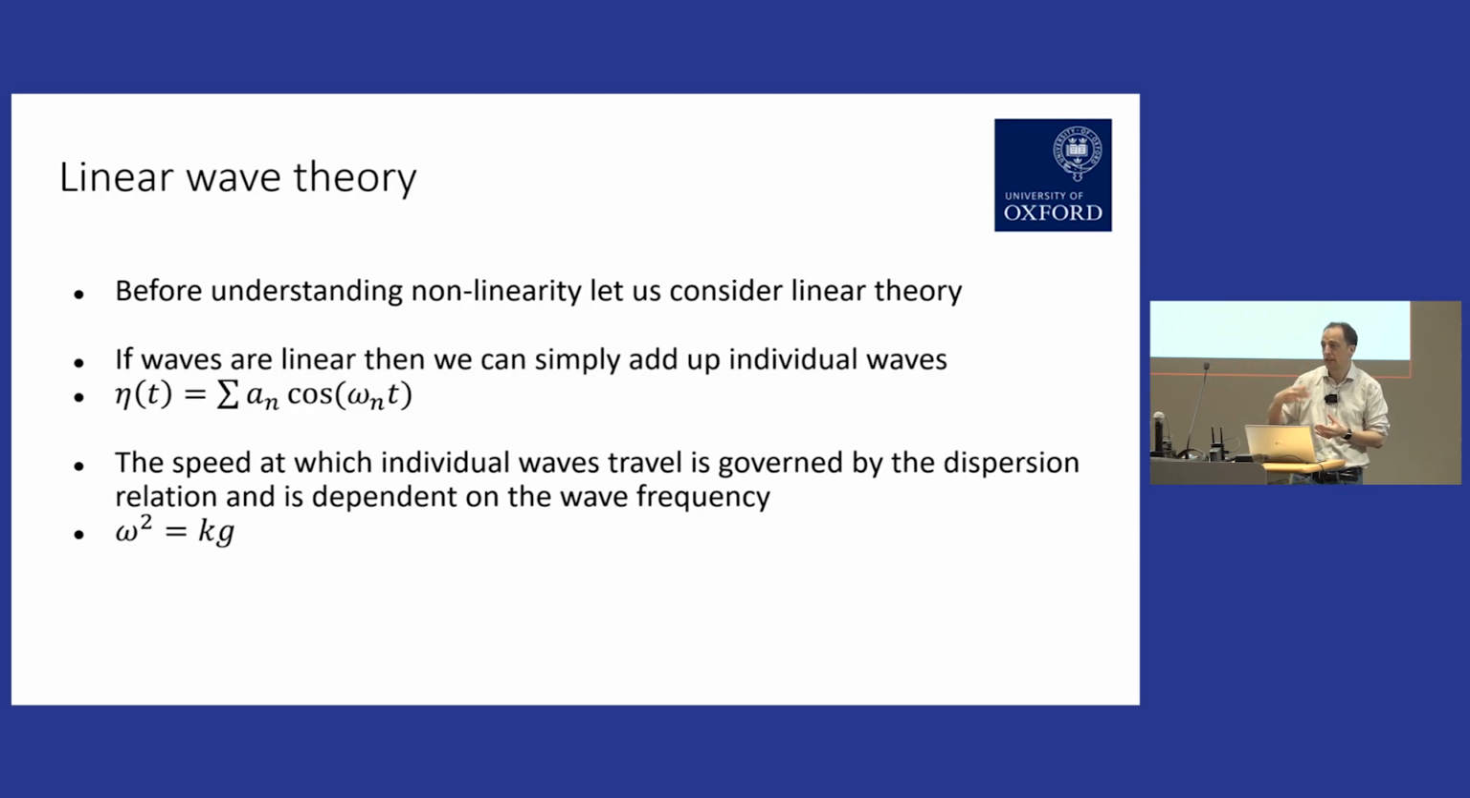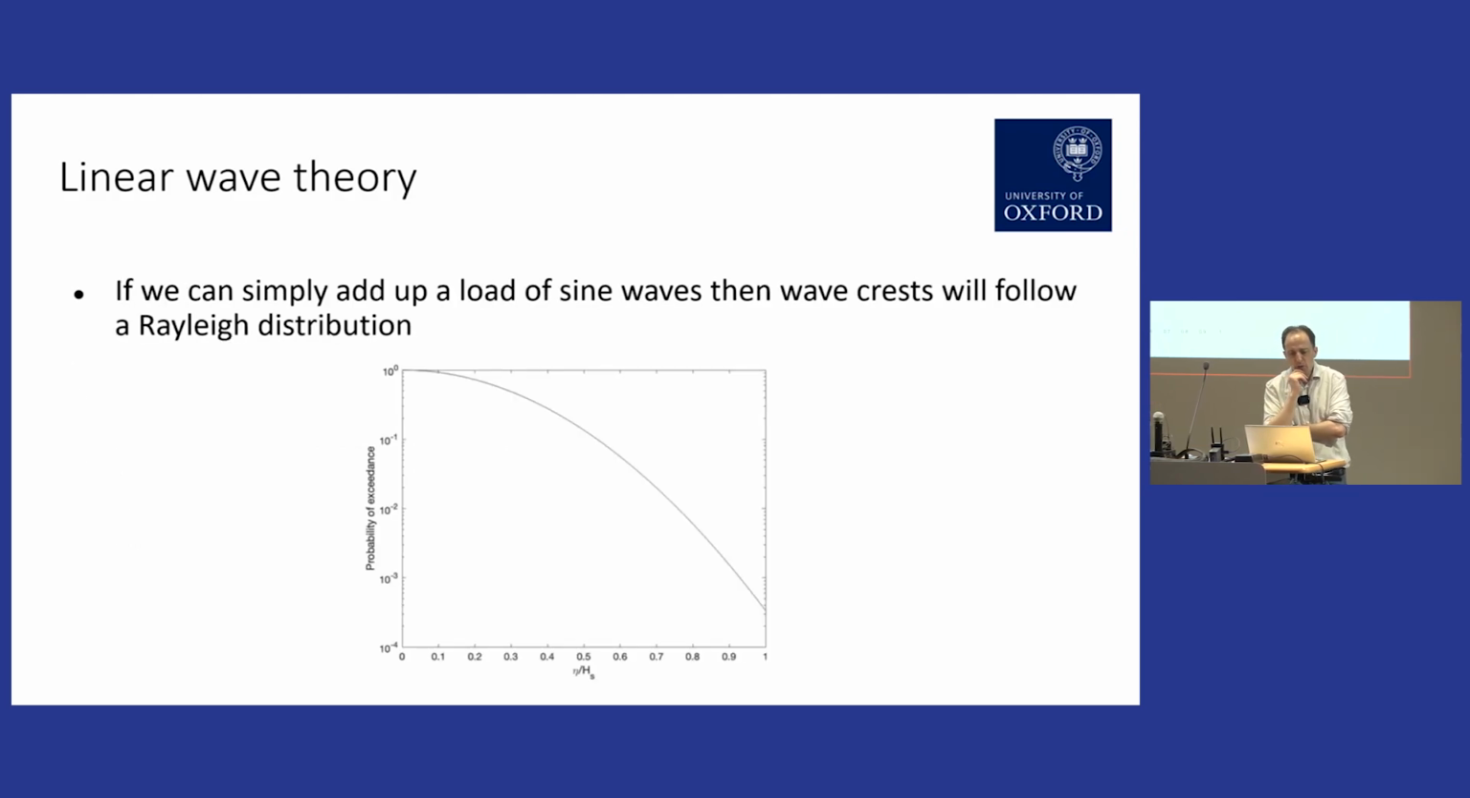So that creates what we call a dispersive environment. So some waves will travel faster than others. They'll come together to form a big wave and then pass through. So if we assume that, then we will typically find that the crests follow a Rayleigh distribution.